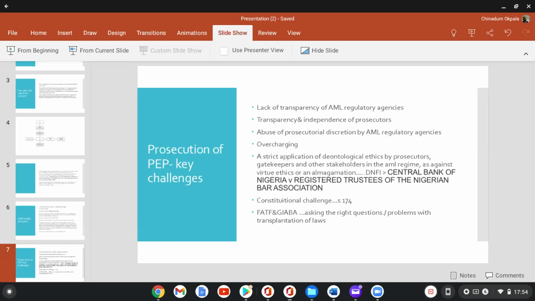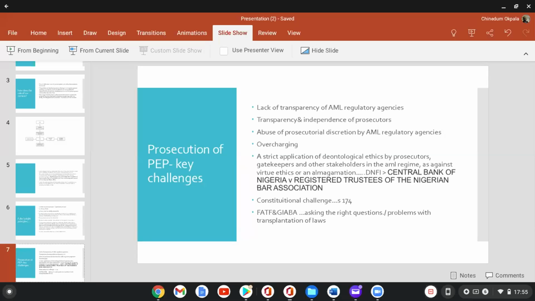And so, do I necessarily need to overcharge by putting all forms of money laundering counts in the charge sheet and making it very cumbersome and unrealistic for me to successfully prosecute? These are some of the issues which fall under the ethical consideration of prosecutors in the AML regime. And it's actually a rule of law issue. I will explain how it's all linked to the rule of law.